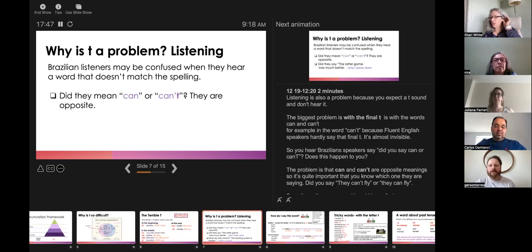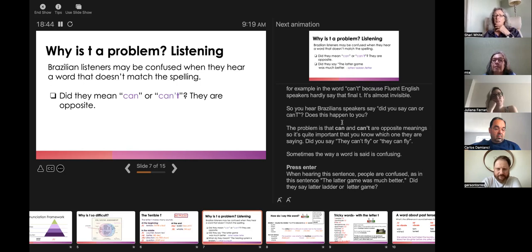So listening is also a problem because you expect a T sound and you don't hear it. The biggest problem with the final T is with the words can and can't. Because fluent English speakers barely say that final T, it's almost invisible. So you hear Brazilian speakers say, did you say can or can't? Does this happen to you? Yes. The problem is that can and can't are opposite. So it's really important that you know which one they are saying. If somebody says they can't fly or they can fly, we don't know which one it is and they're opposite. There's no way to solve this. You have to ask the question.